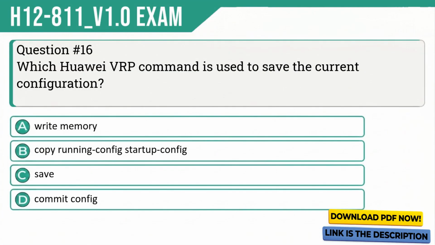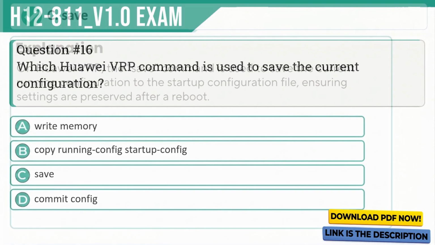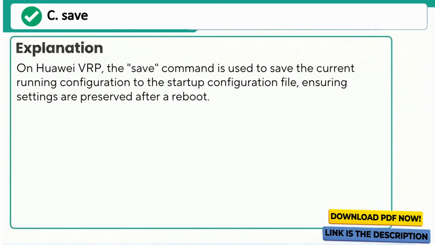Question number 16. Which Huawei VRP command is used to save the current configuration? A. Write memory. B. Copy running-config startup-config. C. Save. D. Commit config. Correct answer: C. Save. Explanation: On Huawei VRP, the save command is used to save the current running configuration to the startup configuration file, ensuring settings are preserved after a reboot.